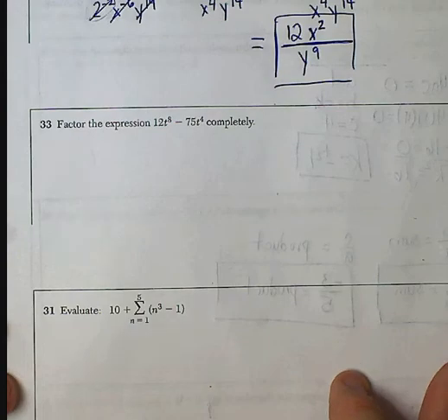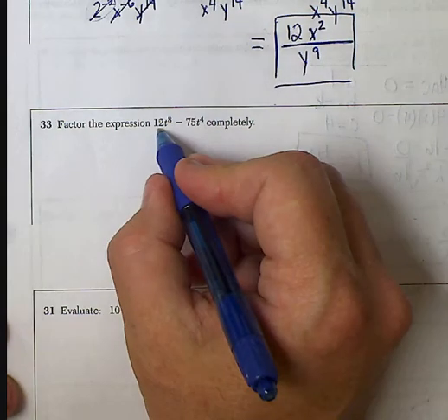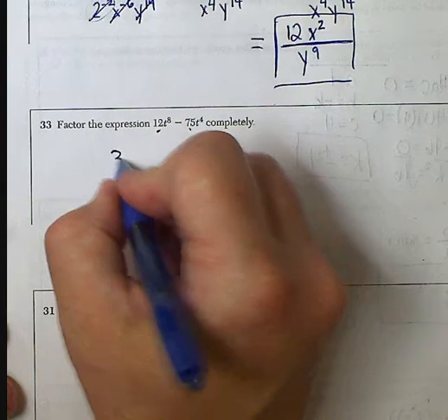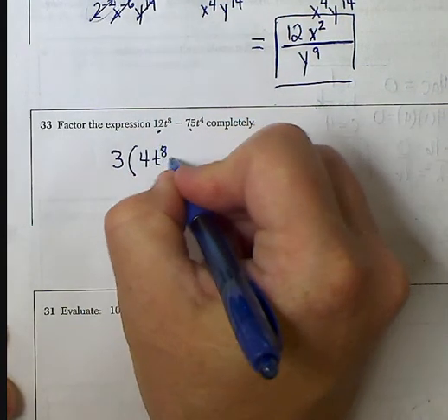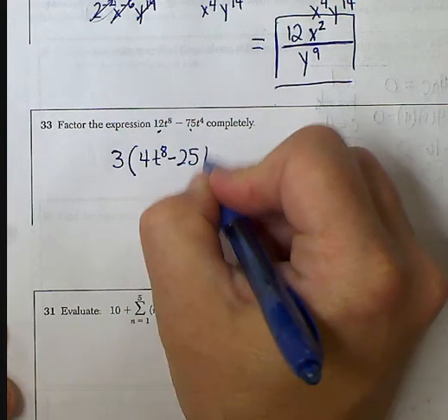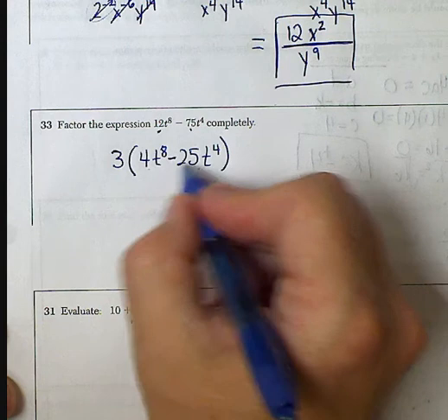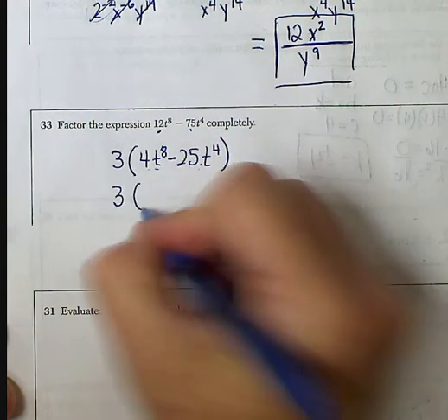Question 33, factor the expression completely. Again, taking a look at the first two numbers, I can pull out a 3, and that's going to leave me with 4t to the 8th minus 25t to the 4th. This happens to be the difference of two perfect squares. That's what makes this one more complicated. The 3 is out in front.